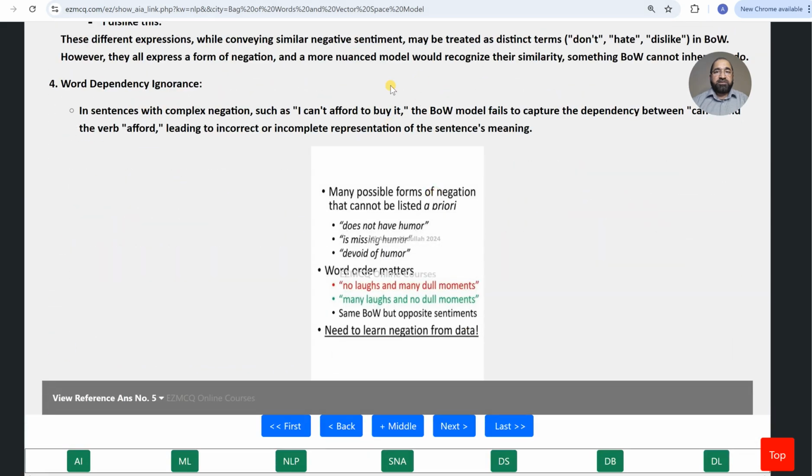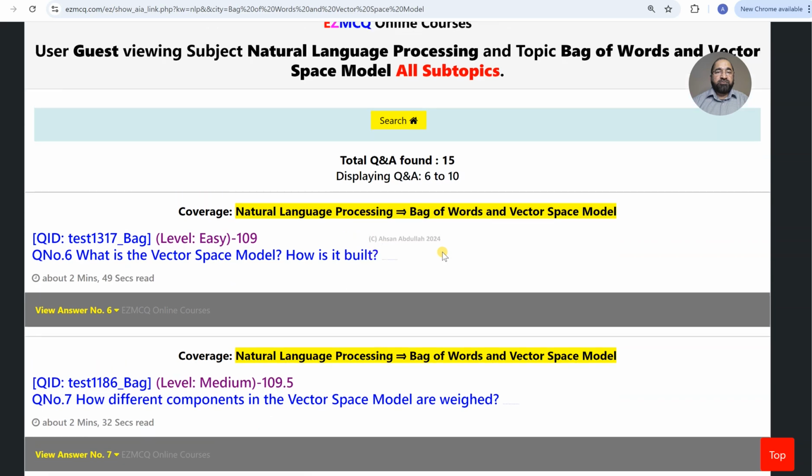You can read this material. This is the example: "No laughs and many dull moments" and "Many laughs and no dull moments". These statements are entirely different; as a matter of fact, they are opposite to each other. But because of the limitation of the bag of words model, this difference will be hidden. So this is the issue with the bag of words models. And of course, now we move on to the vector space model.